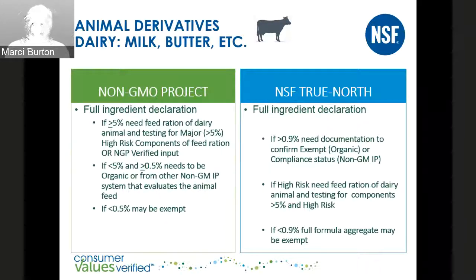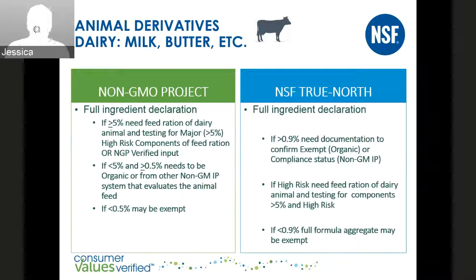If the dairy ingredient is less than 0.5%, then an organic certificate is sufficient because we know that system looks at the animal feed, or any other non-GM IP that specifically looks at the animal feed would work. If that's not available, then sampling and testing for the feed ration is required. If it's less than 0.5%, then it can be exempt from the evaluation.